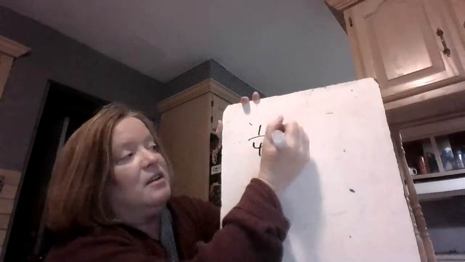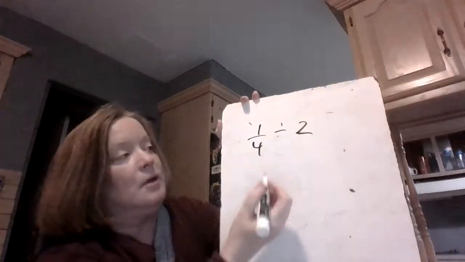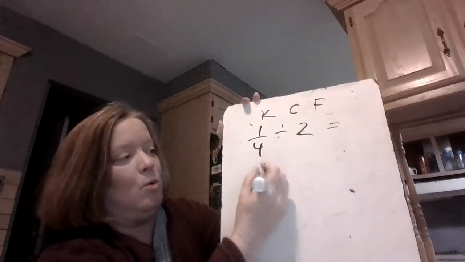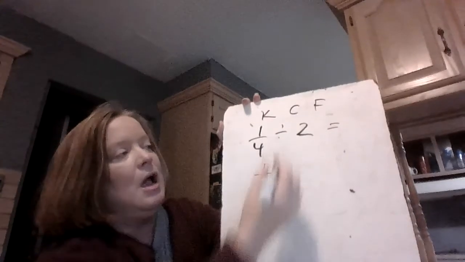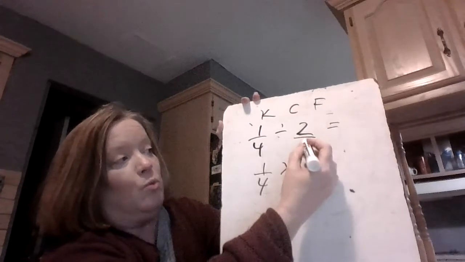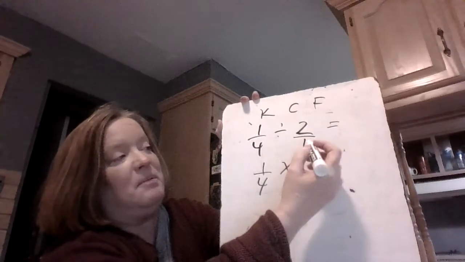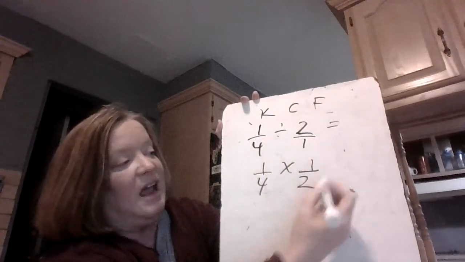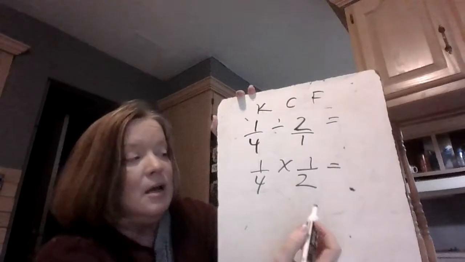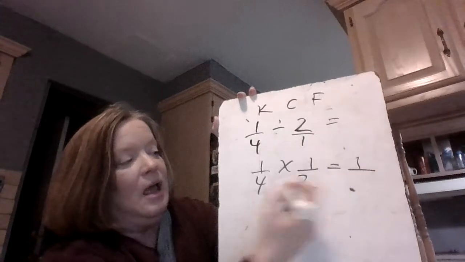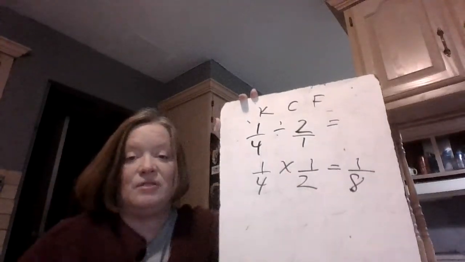Let's try 1/4 divided by 2. Okay, so again, I'm going to roll with this keep, change, flip. I'm going to keep my 1/4, my unit fraction 1/4. I'm going to change my division to multiplication. And this is technically 2/1, because 2/1 is the same as 2, but I'm going to flip it to its inverse. Okay, so instead of having 2/1, I'm going to make it 1/2. Then I'm just going to multiply my numerators in these unit fractions, which is always 1 in a unit fraction. 1 times 1 is 1, and 4 times 2 is 8. My final answer is 1/8.